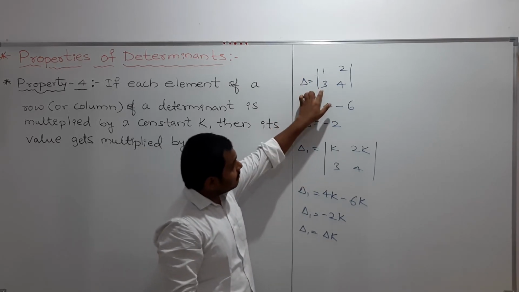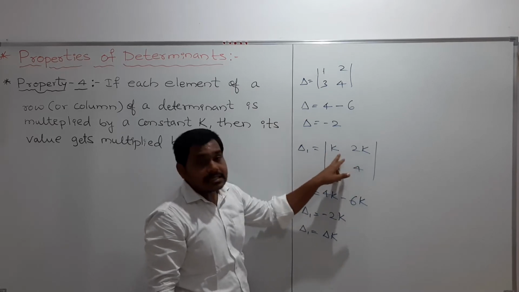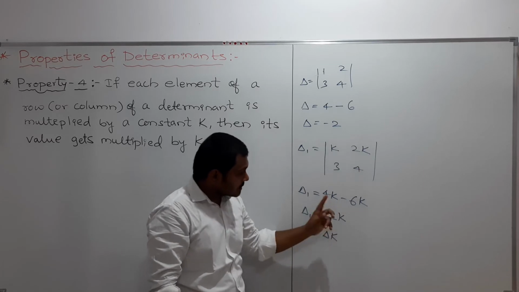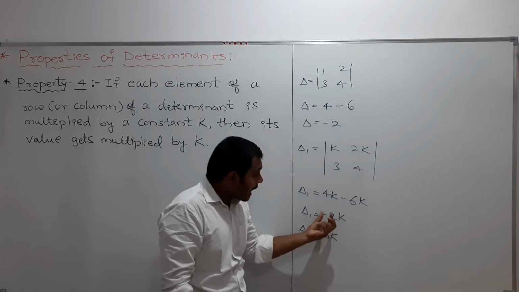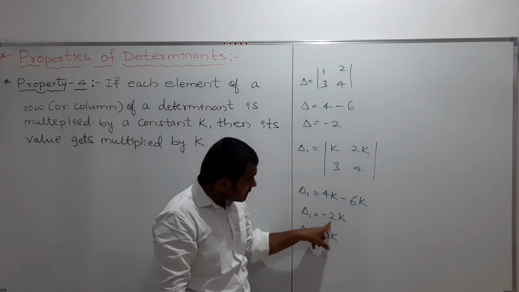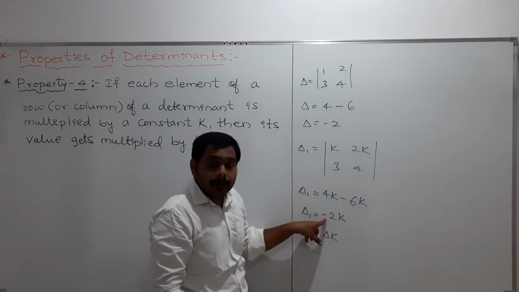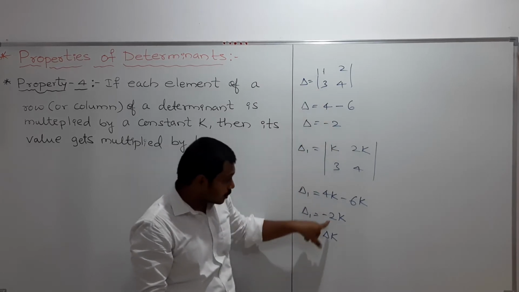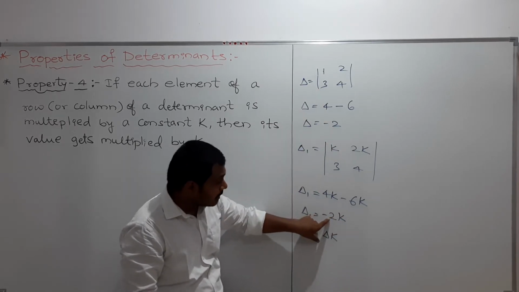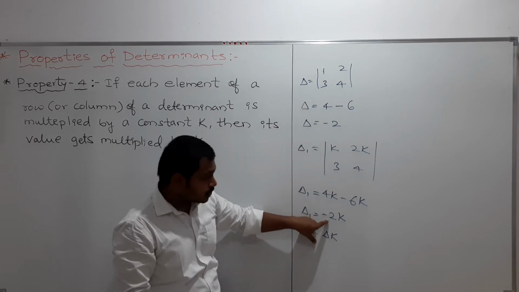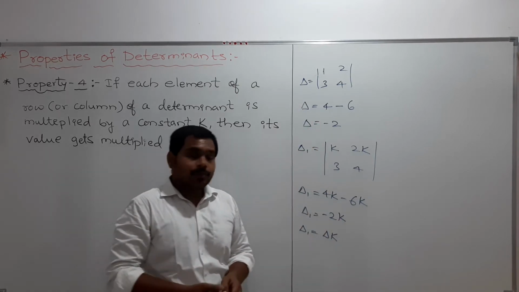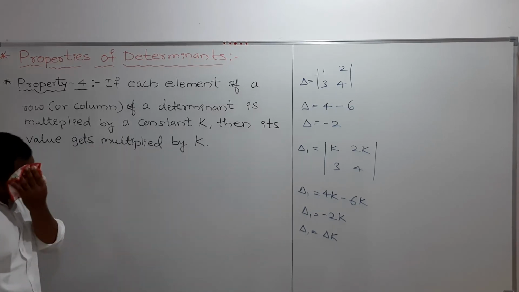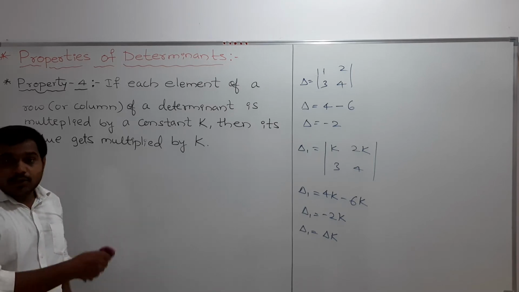So to this determinant, I multiplied k to each element of the first row. After multiplying k, if you solve, the answer you will get is k times the original value. So what is the original determinant value? It is minus 2, so the new value is minus 2 into k. Clear? I hope you understood, my dear students. This is a very important property, and you will understand it while solving questions.